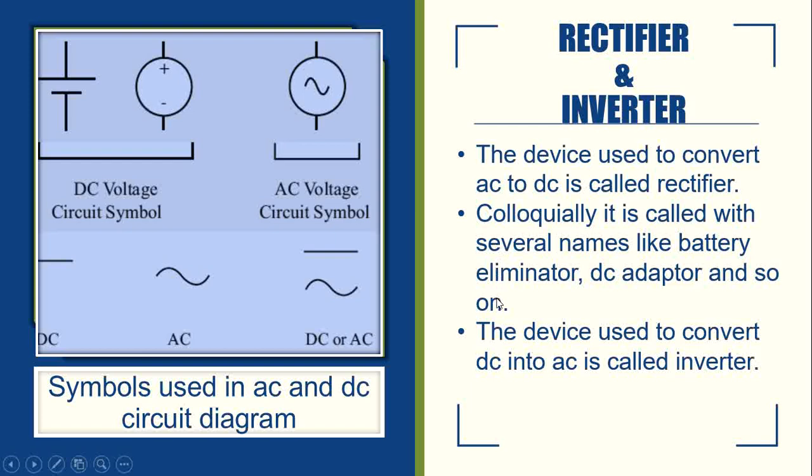Suppose we want to convert DC to AC, what do we have to do? We have to use a device called an inverter to convert DC into AC.